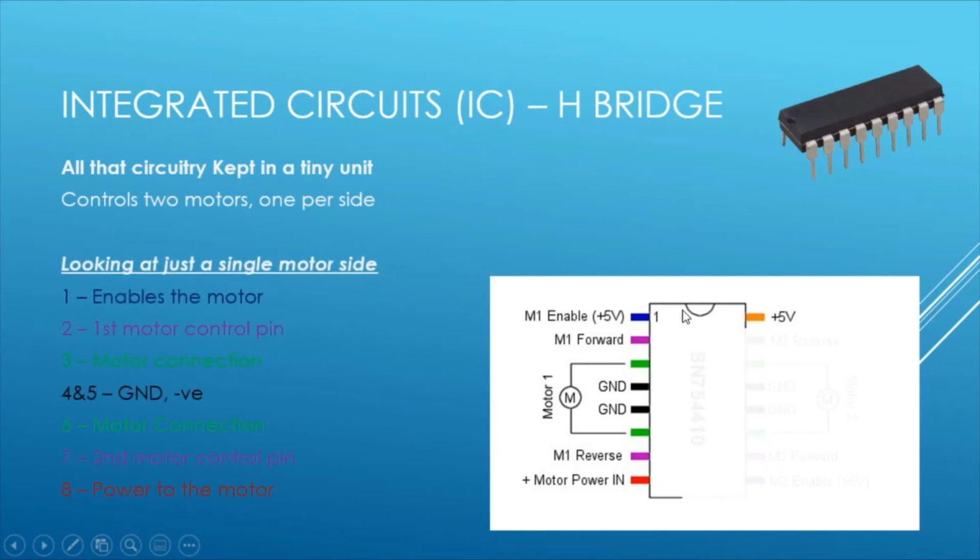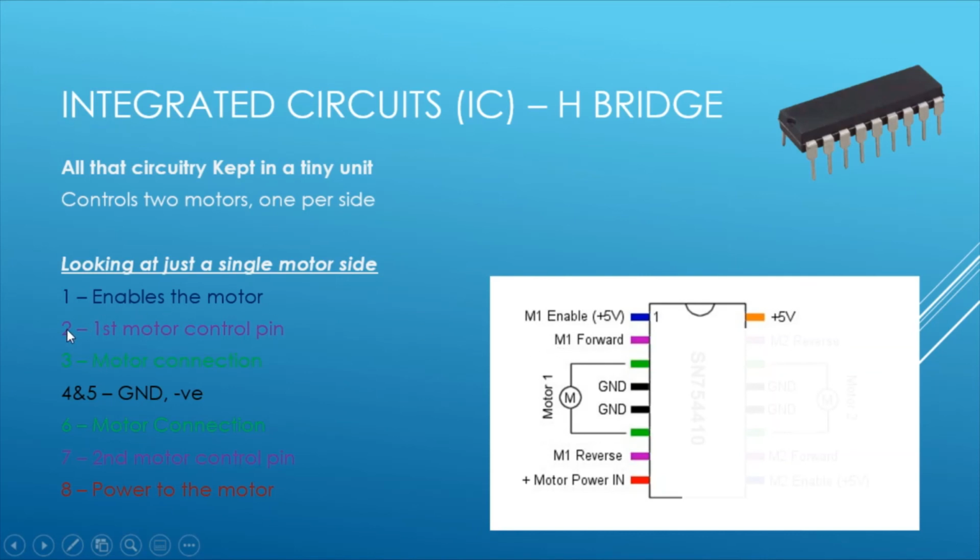So let's just take a look at one motor. I'll blank all this out. Let's take a look at one side of this chip. Okay. The first pin, we need to connect this to 5 volts. Okay, this will enable that motor. So motor 1, this is controlling that motor 1. This will enable the motor to turn on. So this is our on-off switch essentially.